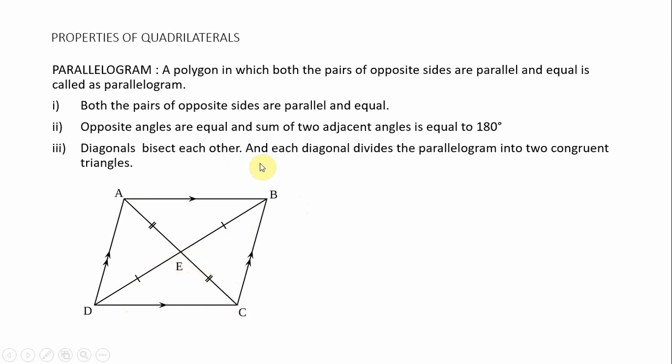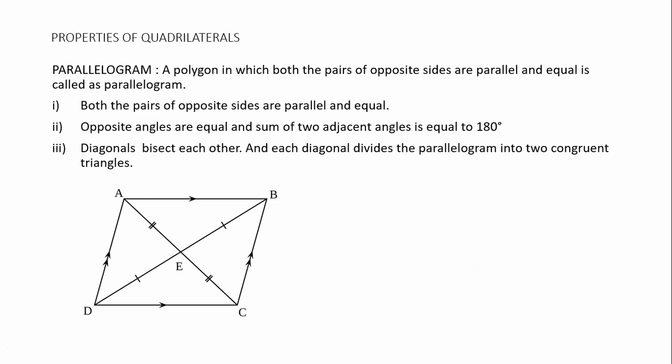Now the diagonals bisect each other and each diagonal divides a parallelogram into two congruent triangles. Here it is not perpendicularly bisected. Could you see this? No. The perpendicular angle was not shown. Therefore it is not a perpendicular bisector, it is just a bisector, right?